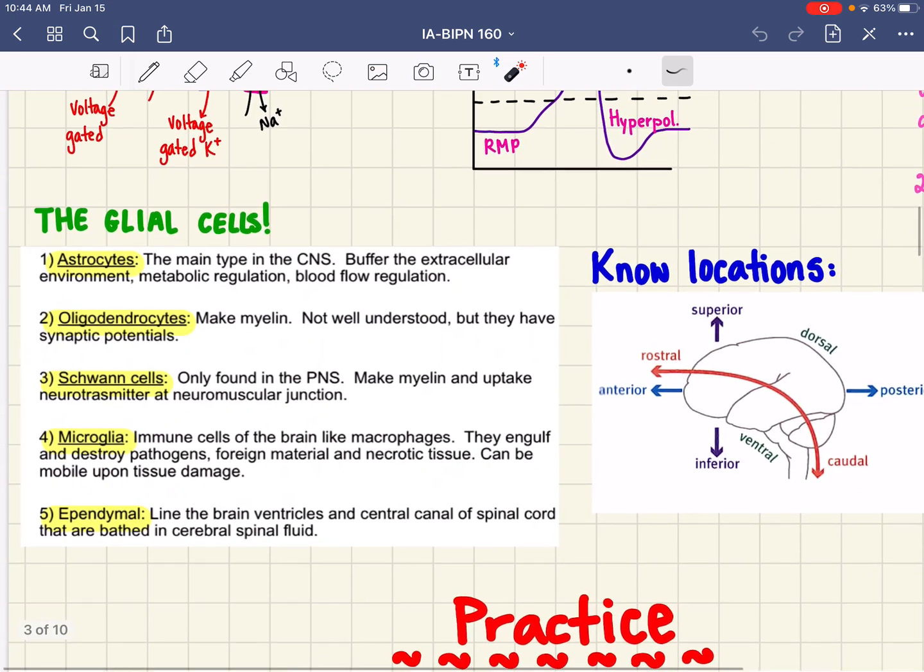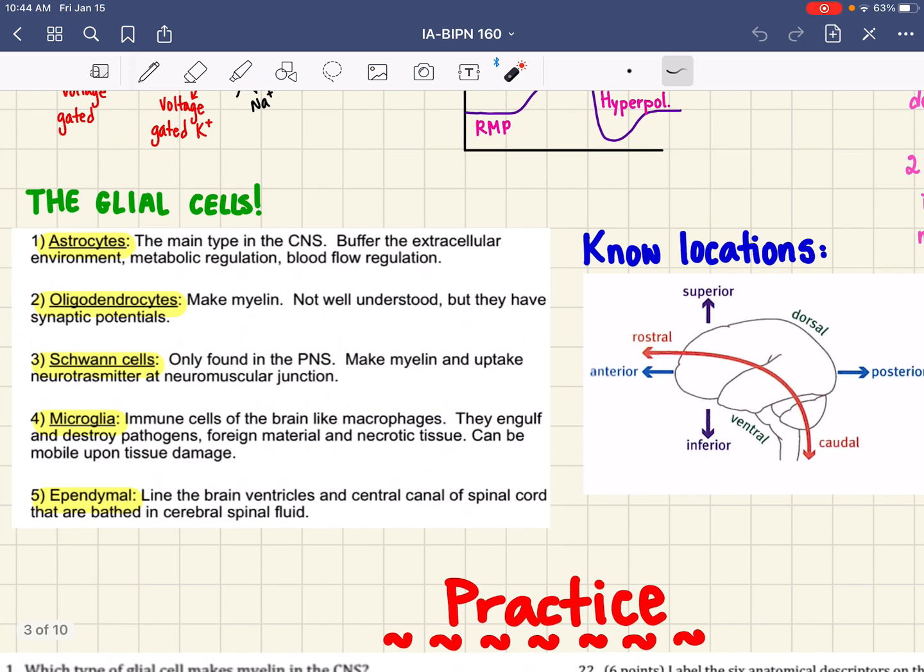Now let's talk about the glial cells. The glial cells are the cells that are not neurons, okay? So the brain is made up of neurons and also other cells that are called glial cells. Let's explore the 5 types here.